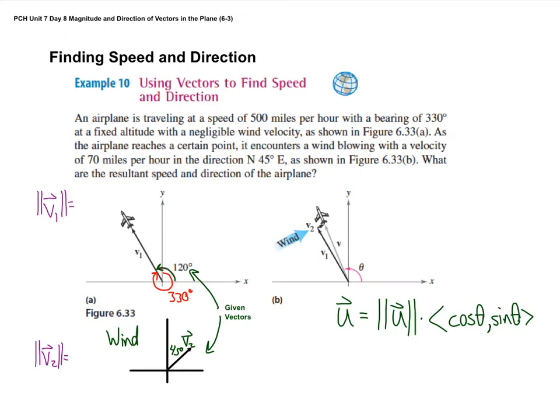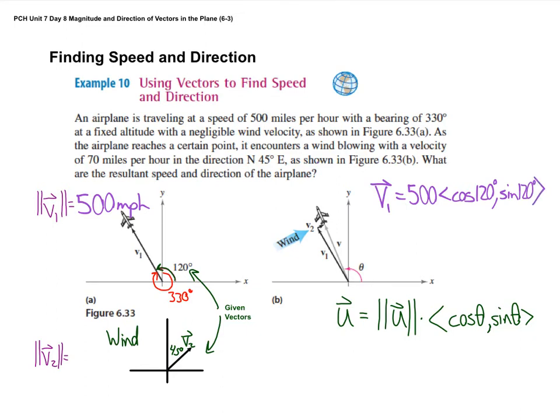We also can say that the magnitude of this airplane's vector is 500 because it's 500 miles per hour. That's our magnitude. So as a result, we can give vector 1, the airplane's vector, as 500 times the cosine of 120, sine of 120.